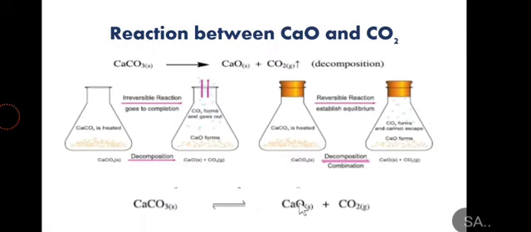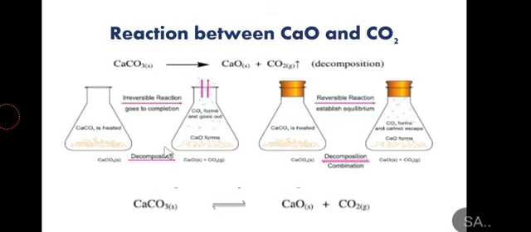Now another example. In this example, just for the sake of simplicity, I want to tell you that there are two conditions. In one, the system is open and only the forward reaction is happening, no reverse reaction is happening. However, in the other, the flask is closed, the system is closed. So here you can see when calcium oxide reacts with carbon dioxide gas, it gives you calcium carbonate. So this is a kind of forward reaction.